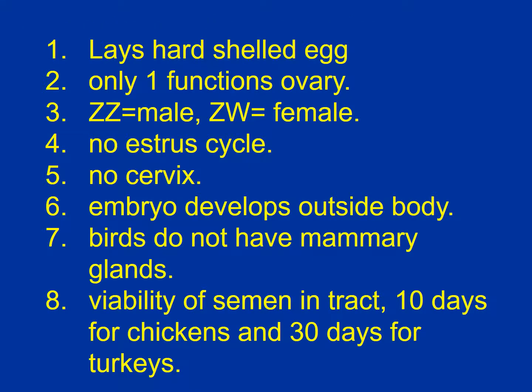Well, there are actually a lot of differences in reproduction between hens and mammals, so I just listed a few here. Birds will lay a hard-shelled egg. Both mammals and avian species ovulate eggs off the ovary, but it's definitely different with chickens. Birds only have one functional ovary. If we look at the gametic sex, males are XY for mammals, ZZ for chickens, while the female is ZW.